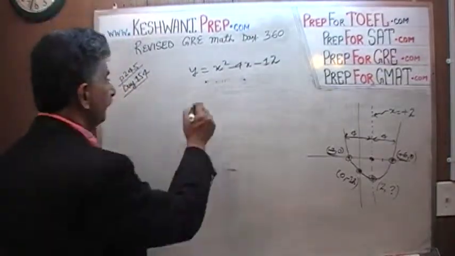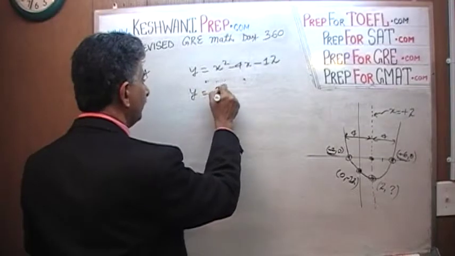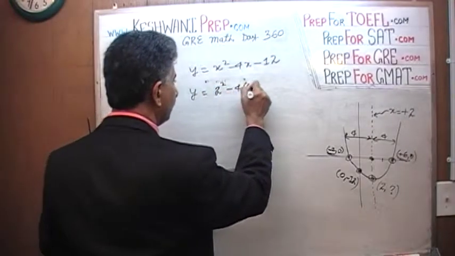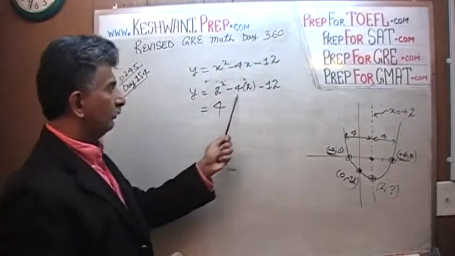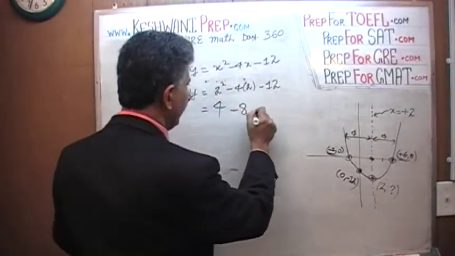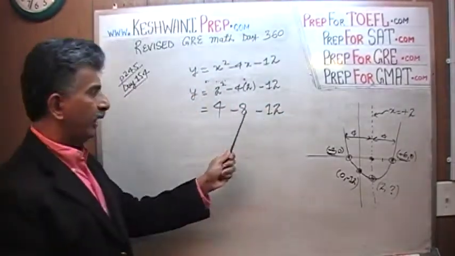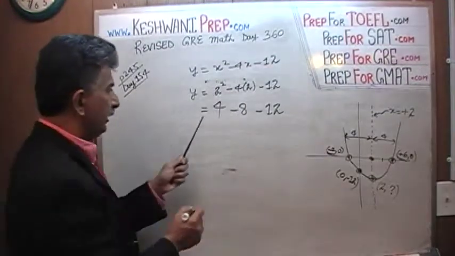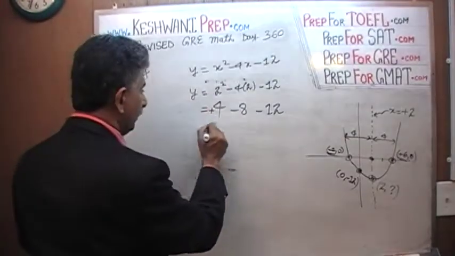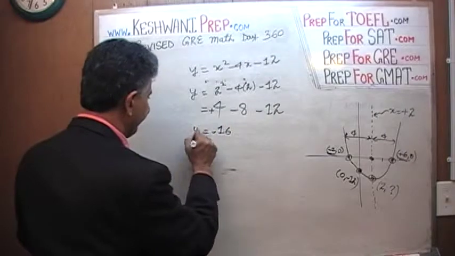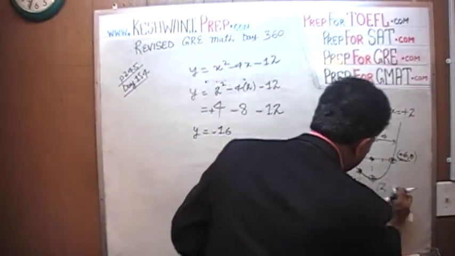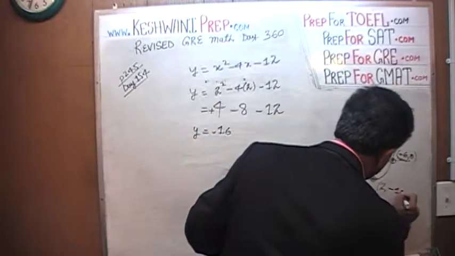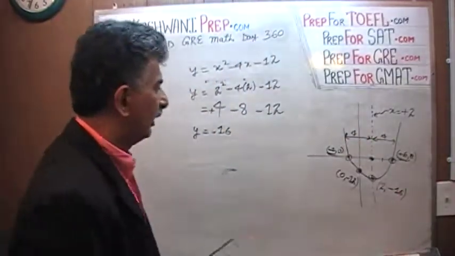That's all. So y has to equal 2 squared minus 4 times 2 minus 12. 2 squared is 4, 4 times 2 is 8, so it's -8 and a -12. -8 and a -12 is going to give us -20, -20 and a +4 is going to give us -16. So this y-coordinate here is -16. And there you go. That's our parabola.